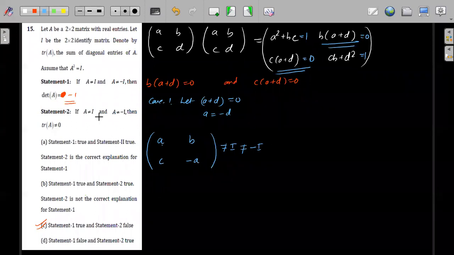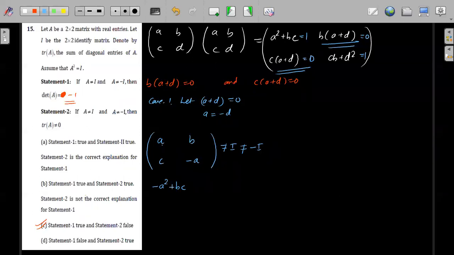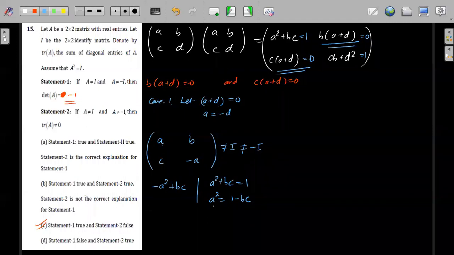Fine. So now they are asking first to find the determinant of A. So determinant of A will be minus of a square plus bc, right? Now let's see. We have from this, a square plus bc is equal to 1. This is already given, right? So from here I can get the value of a square is equal to 1 minus bc. So I can substitute this here. So minus of 1 minus bc, sorry, this is minus.